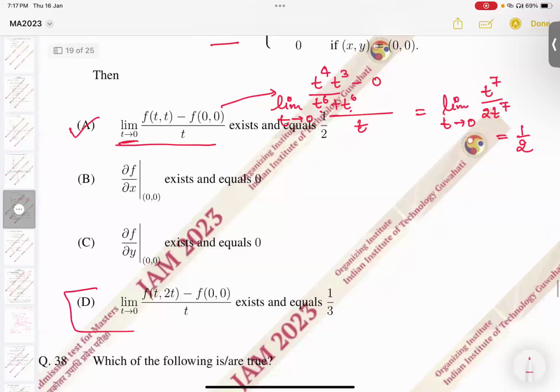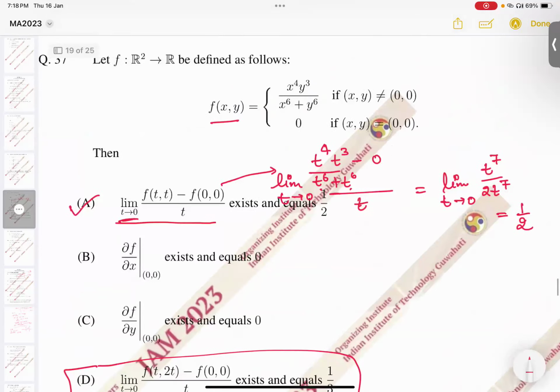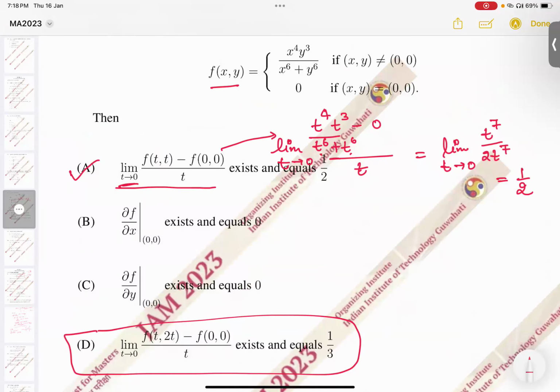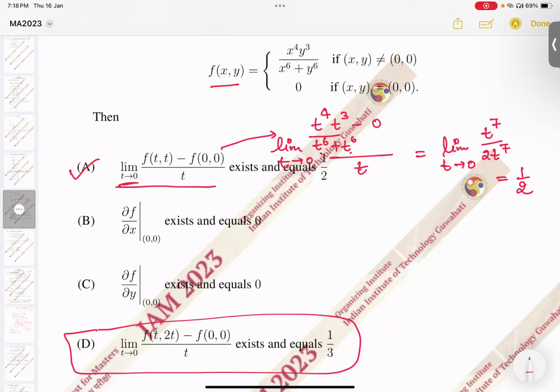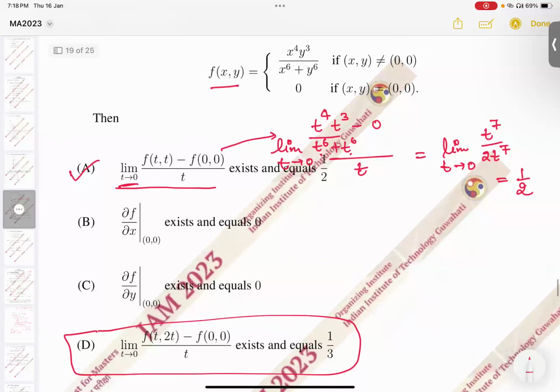Right. Now try the D option. Try for this part. You are saying not true. Anyone else is trying? Any other person is trying? No one is responding. So okay, let's calculate this part.